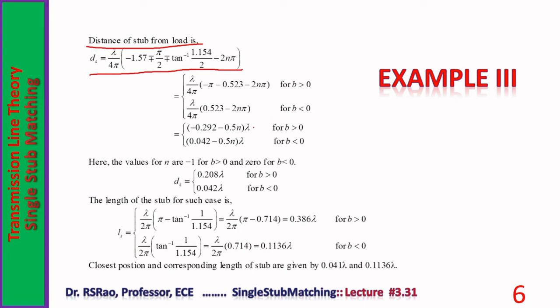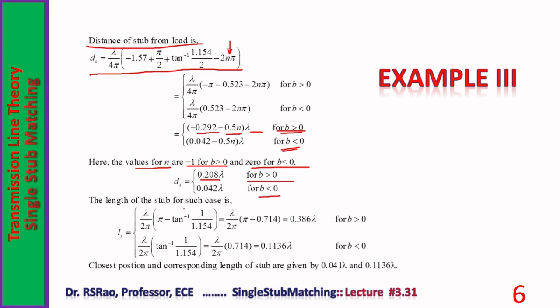We get minus 0.292 minus 0.5 lambda for B more than 0. For B less than 0, it is 0.042 minus 0.5 lambda. Here the appropriate values for n are minus 1 when B is more than 0 and 0 for B less than 0. These are the appropriate values. It results in ds equal to 0.208 lambda for B more than 0. For B less than 0, it is 0.042 lambda.